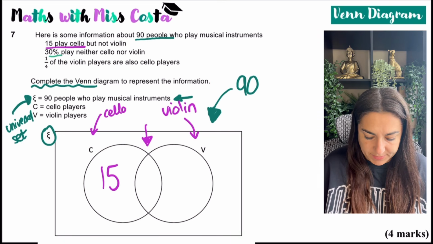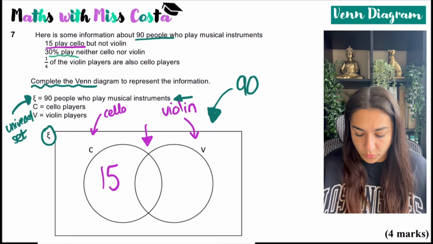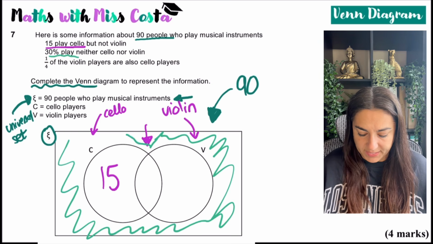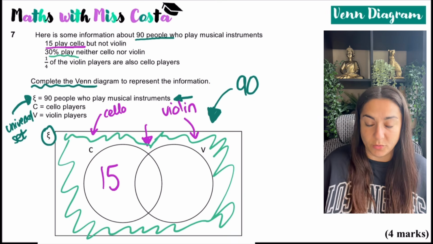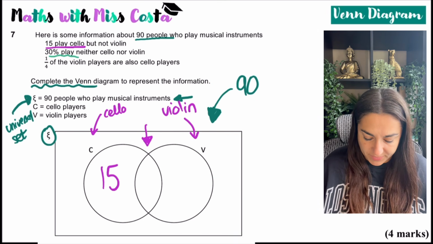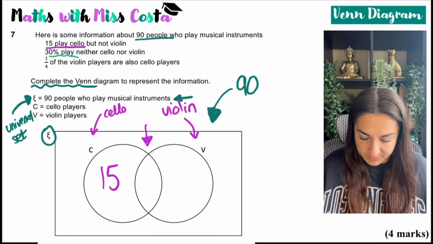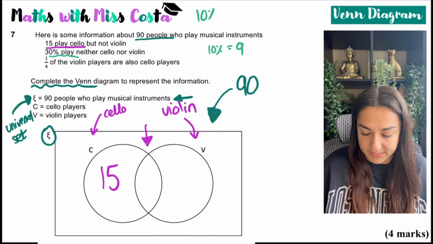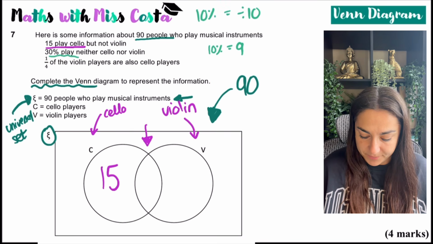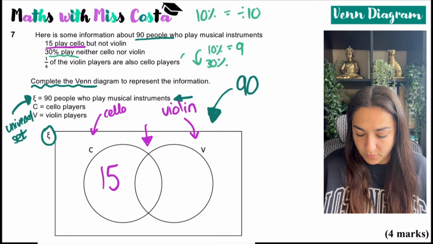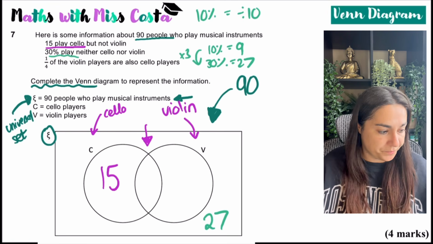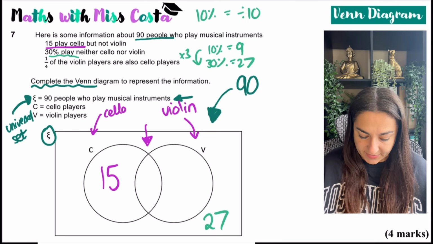Then I'm told that 30% play neither cello nor violin. So that's going to be everything outside here, because these people out here don't play cello or violin. That's reserved for inside the Venn diagram. So let's work out 30% of 90. 10% of 90 is 9. To work out 10%, the shortcut is you just divide by 10. And 30% would therefore be, if I multiplied that by 3, 9 times 3 is 27. So 27 people are going to be sitting outside here.